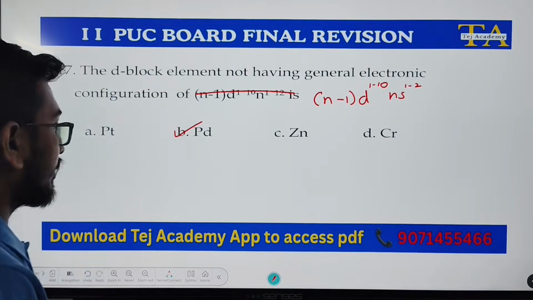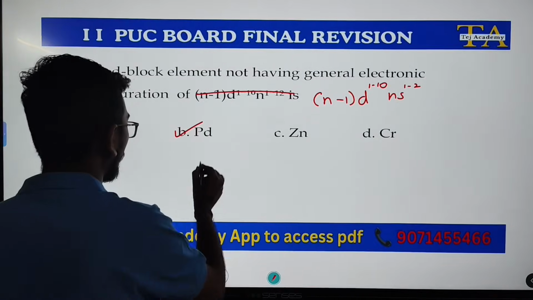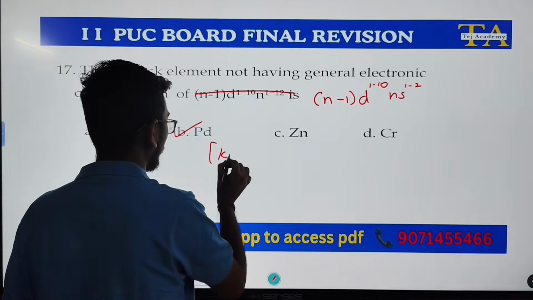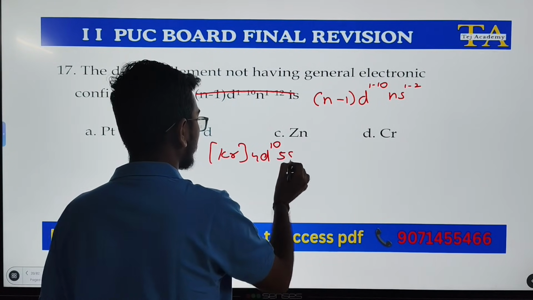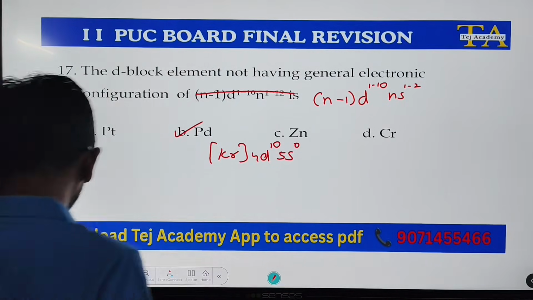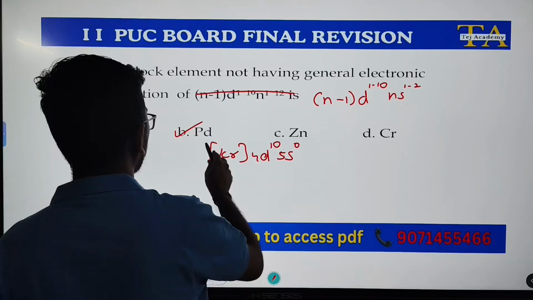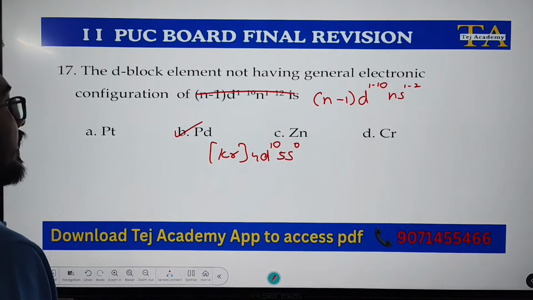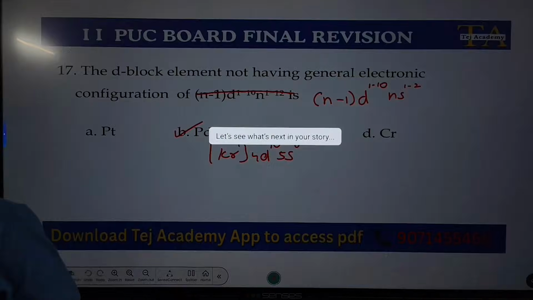Option B. If you check here for Pd, you will get krypton 4d10 5s0. So this is the electronic configuration. So Pd is the right answer. So zinc, chromium and Pt will show the general configuration.